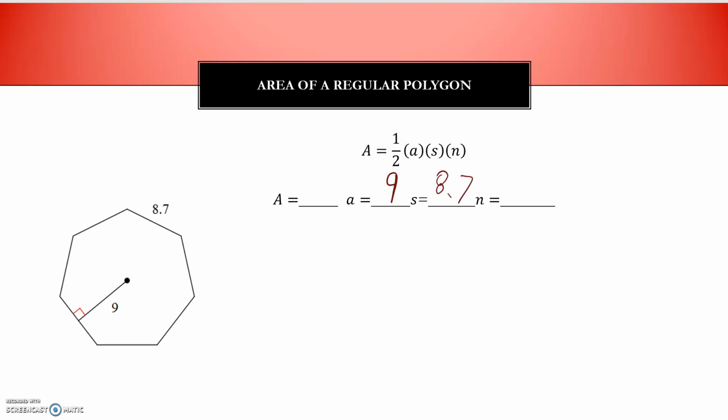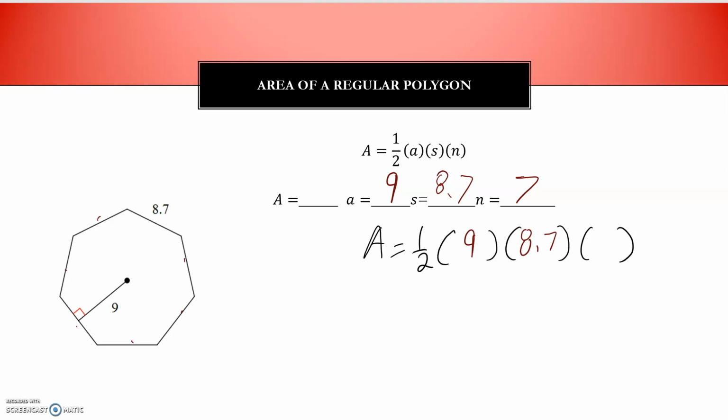And we can just count the sides. 1, 2, 3, 4, 5, 6, 7. So we have a 7-sided figure. We have an apothem of length 9, a side of 8.7. So now we'll use the formula. Area equals 1/2. And again, those things never change. And then we plug in our values.